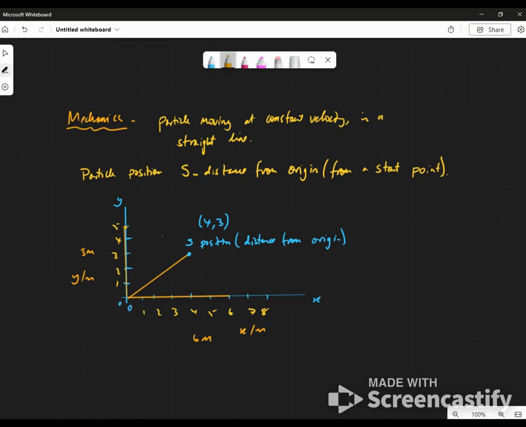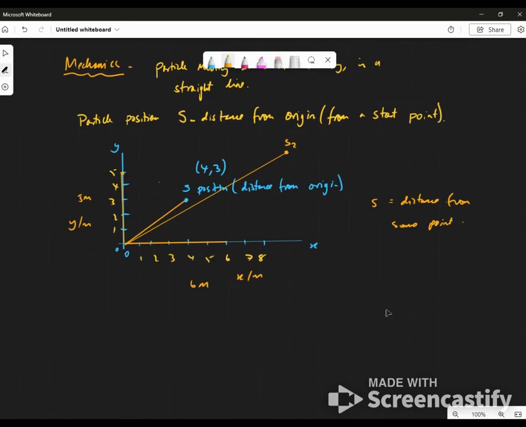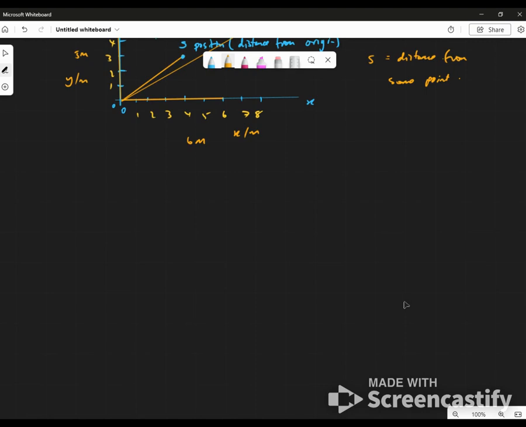Okay, we can also have another S. Let's call this, put it up here for fun, S2, and obviously it's further away, but it's still the distance from some point. So that's S. The S is equivalent to the distance from some point. That's what we call it, S. We don't call it X or Y, we call it S because it's a combination of X and Y.